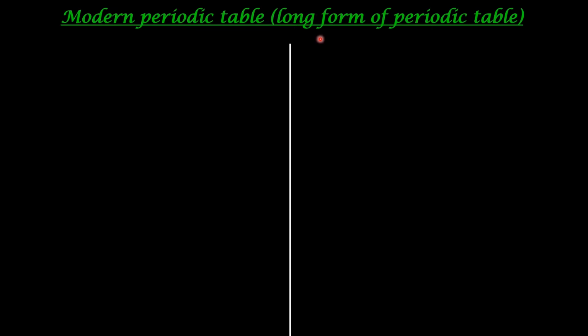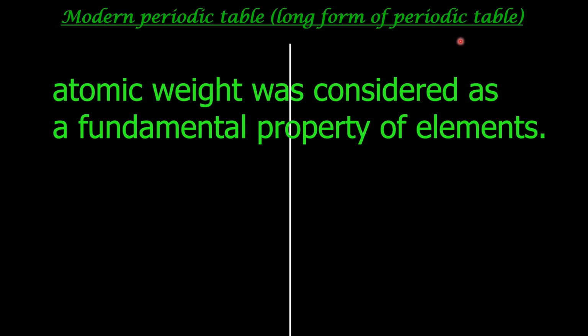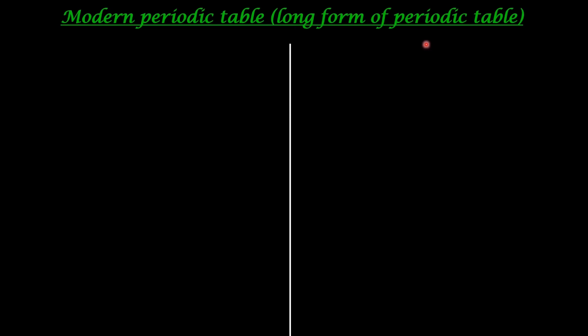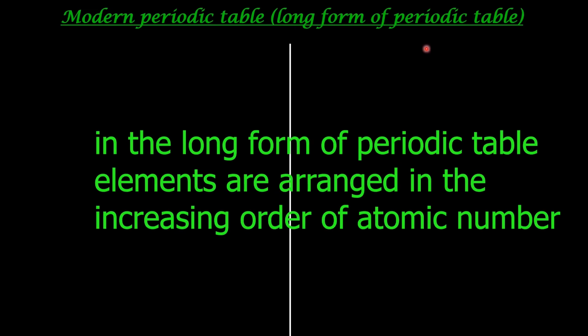Modern periodic table or long form of periodic table. This is also known as Bohr's table. In earlier periods, the atomic mass was considered as a fundamental property of elements, and all the earlier scientists classified elements on the basis of increasing order of atomic weight. But most of them had their own demerits. But in the long form of periodic table, elements are arranged in the increasing order of their atomic number.